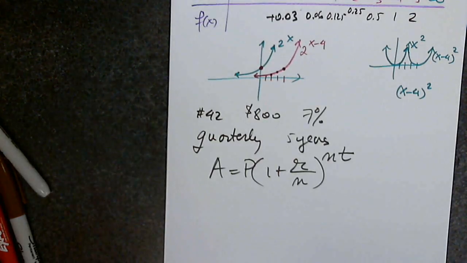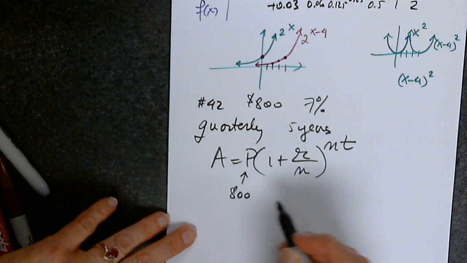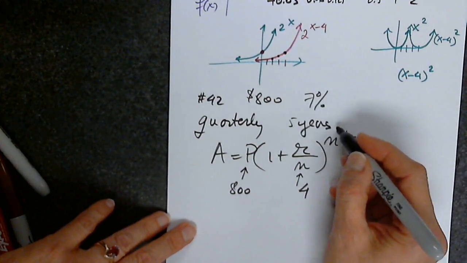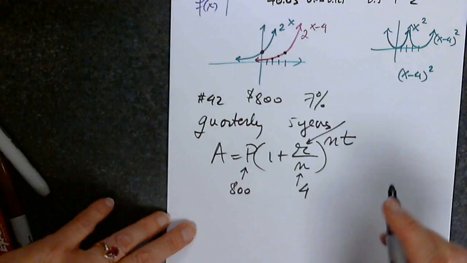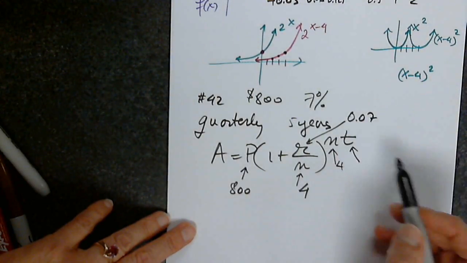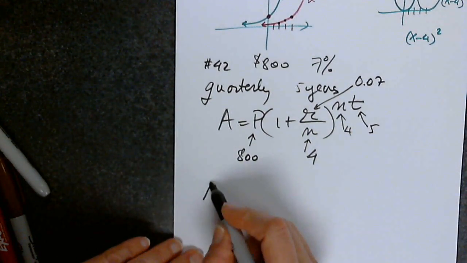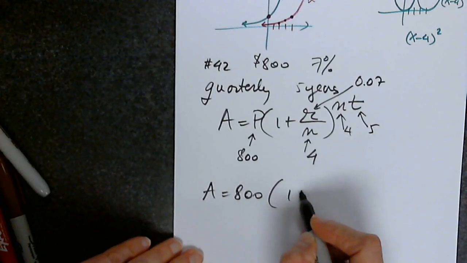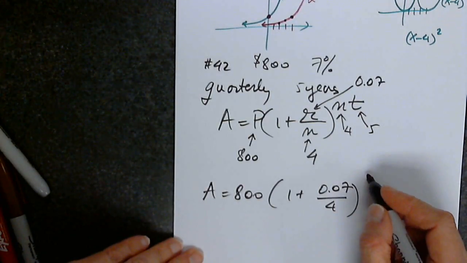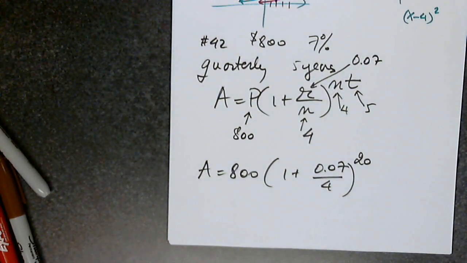Okay, so what is P? Awesome. What is N? 4, quarterly. What is R? 0.07. And N is 4. And what is T? 5. So let's write it and then plug it in. 800, 1 plus 0.07 divided by 4, and 4 times 5 is 20. So let's put it in the graphing calculator.